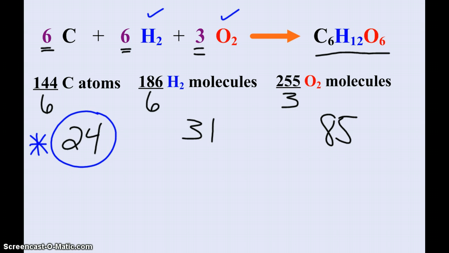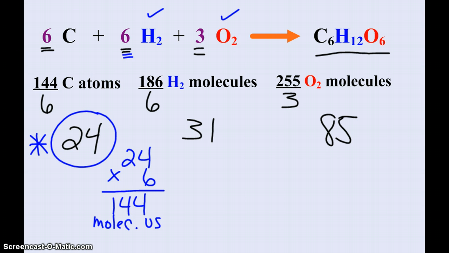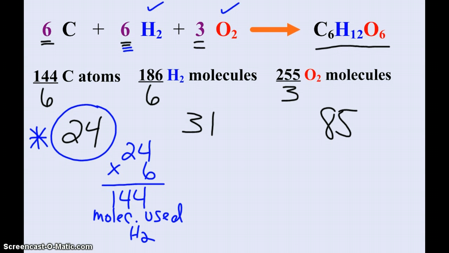A little trickier. So we made 24 molecules of glucose. Every time we make a molecule of glucose, we use 6 hydrogen molecules. So 24 times 6 is 144 molecules that we used for our hydrogen. How many did we have available? We had 186. So we used 144, so we have 42 hydrogen molecules left.